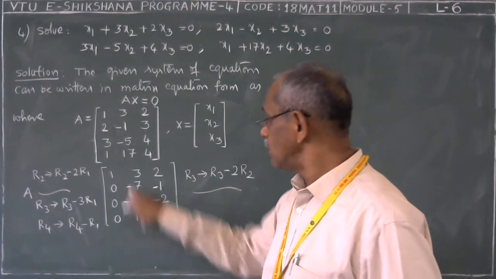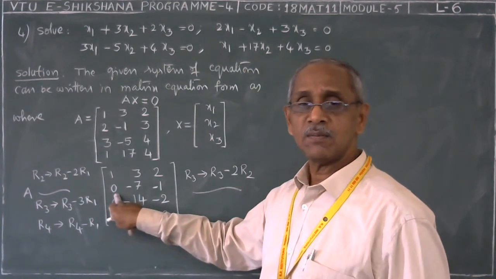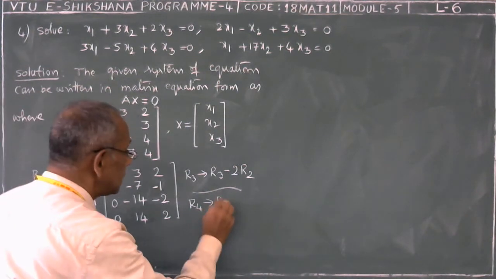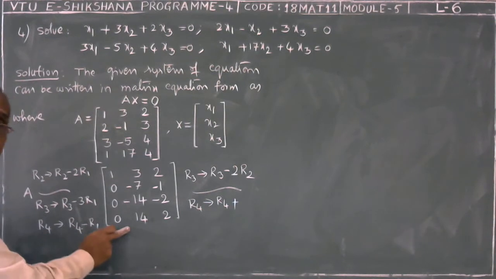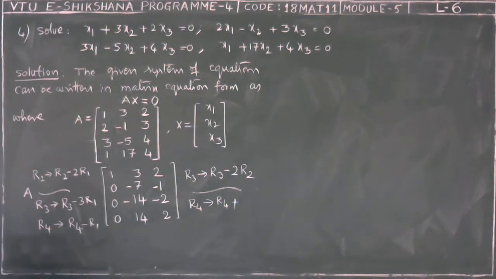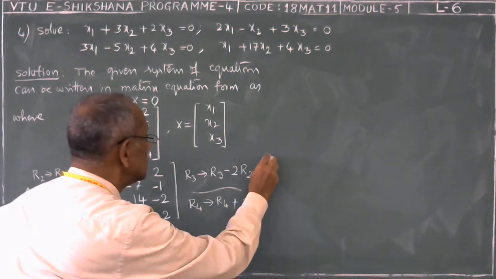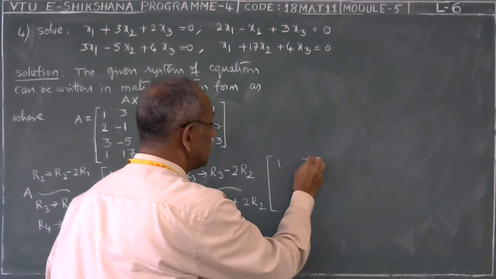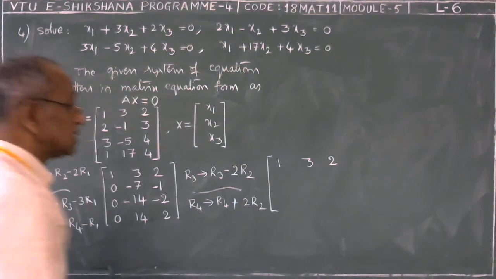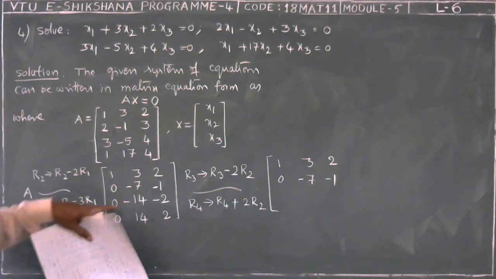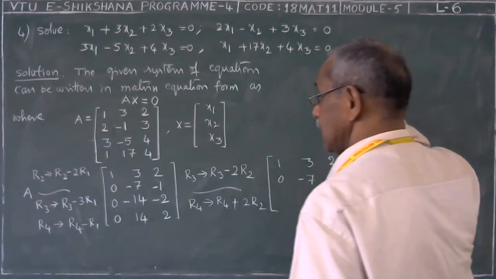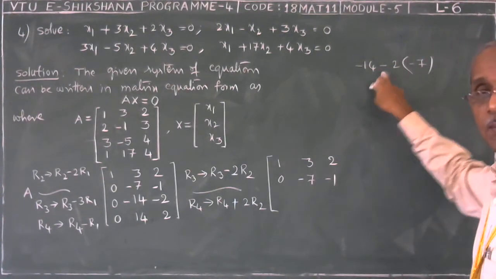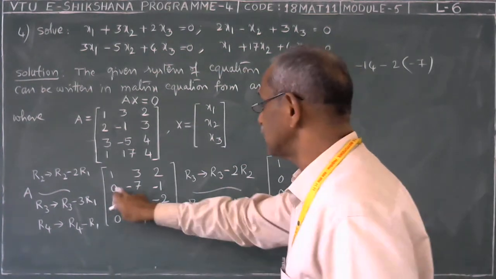Similarly, this element can be made 0 by adding 2 times the elements of R2. So R4 will change subject to the operation R4 plus 2 times R2. So I get the equivalent matrix: R1 is not changed, 1, 3, 2; 0, minus 7, minus 1; and then we change the rest. R3 is minus 14, minus 2 times minus 7, minus 14 plus 14, so 0.